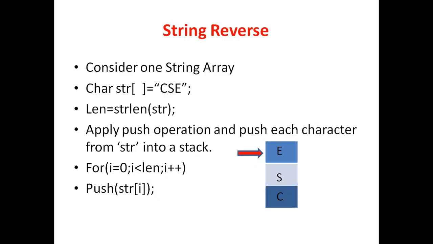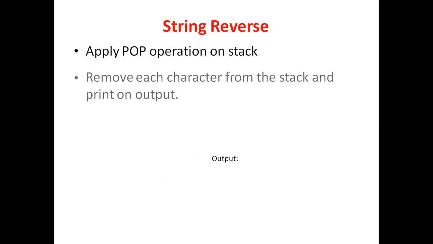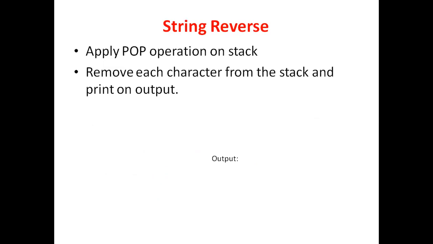So then after pushing all the elements or all the characters in the string into a stack, you can apply the pop operations. So how many times you have to push, so those times you have to apply the pop operation. So remove each character from the stack and print it on output, that is the pop. So here initially assign the top value into i. So repeat the i value until 0, i minus minus.